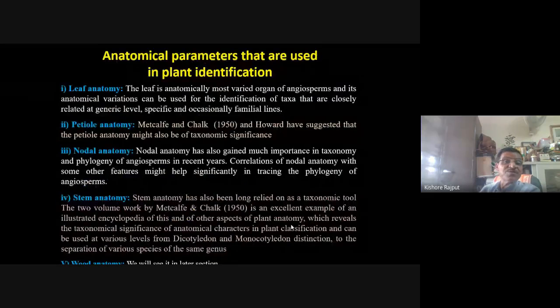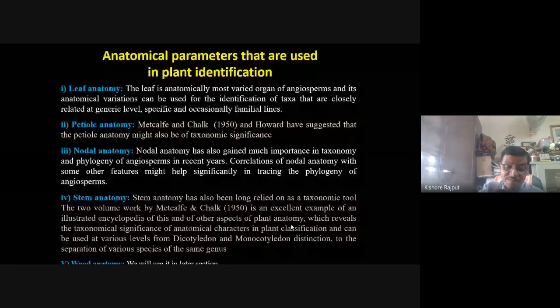Then when it comes to the anatomical aspect, what aspects are to be seen? That is leaf anatomy, petiole anatomy, nodal anatomy, stem anatomy and wood anatomy. Maybe a lot of literature is available. Not going much into detail because we have already lost 15-20 minutes in starting our presentation.